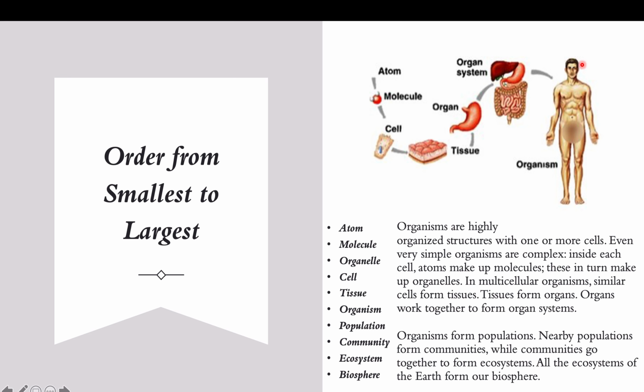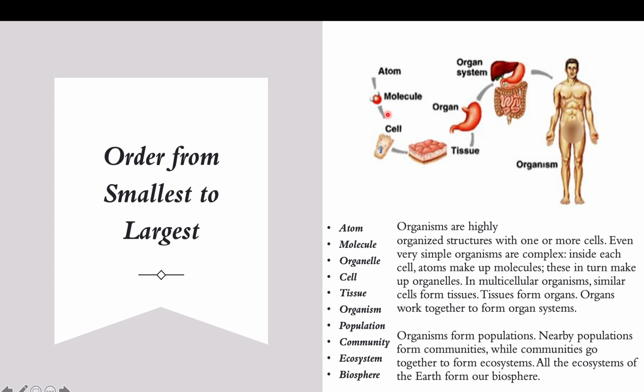So organisms, like in this diagram, a human being, are highly organized structures with one or more cells. Even very simple organisms are complex. Inside each cell, which is depicted here, atoms make up molecules. Those molecules turn into organelles, which aren't pictured here, but it's multiple molecules together.